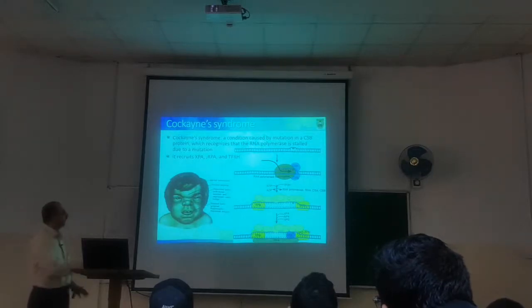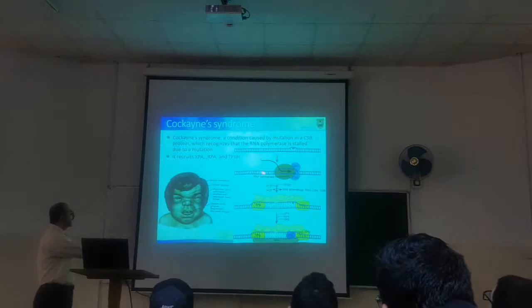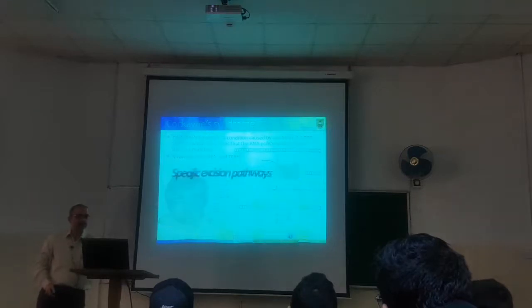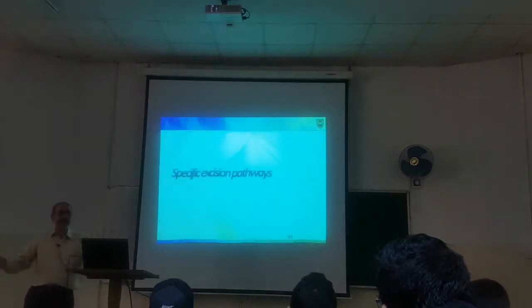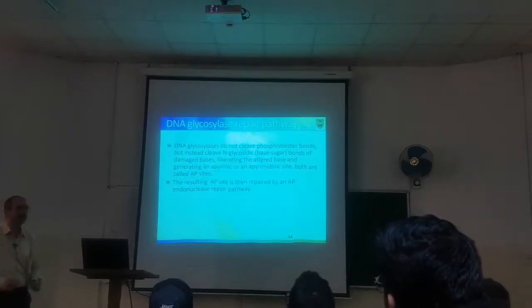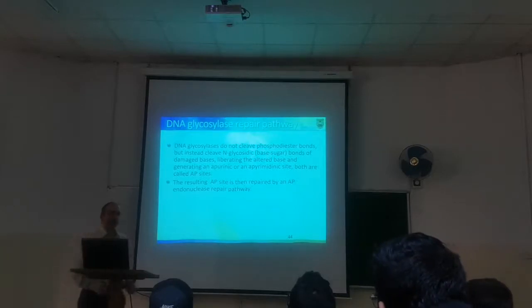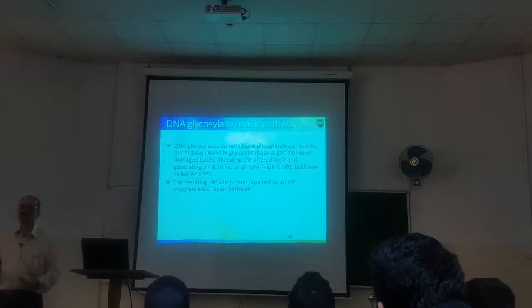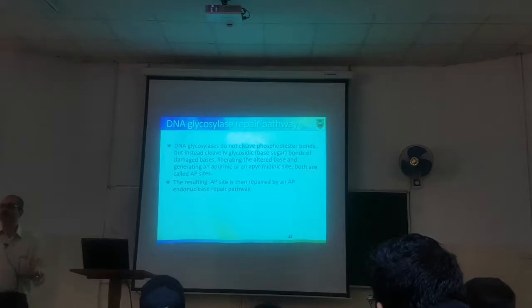Okay. But they do the same thing. They recognize the lesion, cut, and then fill in the gap, and that's it. Okay? That general excision pathway works on all types of mutations or lesions that occur in the DNA, but we have specific excision pathways. Remember last time I said that you can have uracil in DNA. When can uracil occur in DNA? Mutation. What type of mutation? Deamination. Deamination of what?